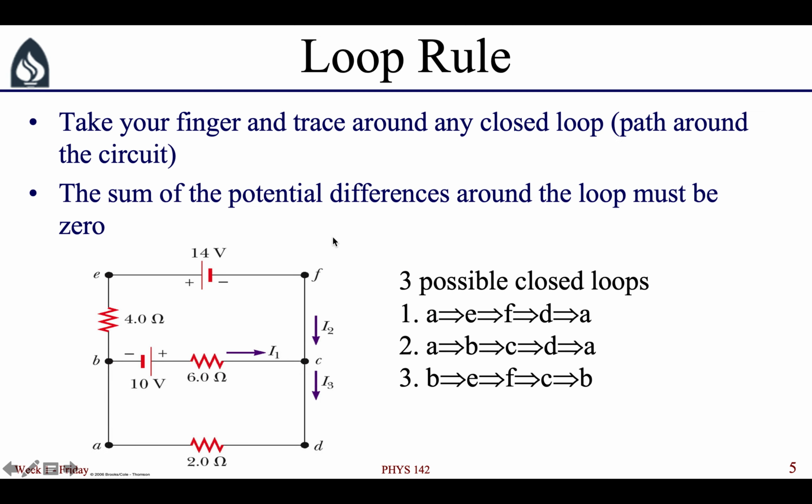Once you've written down a junction rule equation, then it's time to apply the loop rule. So with the loop rule, you take your finger and trace around any closed loop in the circuit. A closed loop means you stop where you started. So this might be a closed loop, or you might go all the way around the circuit. As long as you come back to the place where you started, that is one closed loop. And it doesn't matter if you go clockwise or counterclockwise. The only important thing is that you stop where you started.